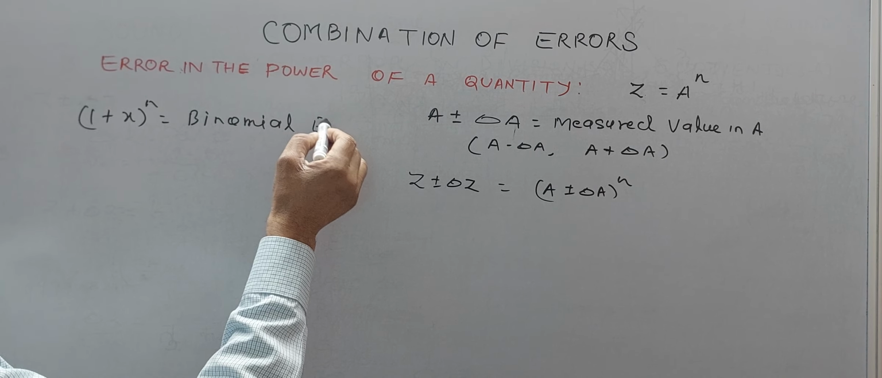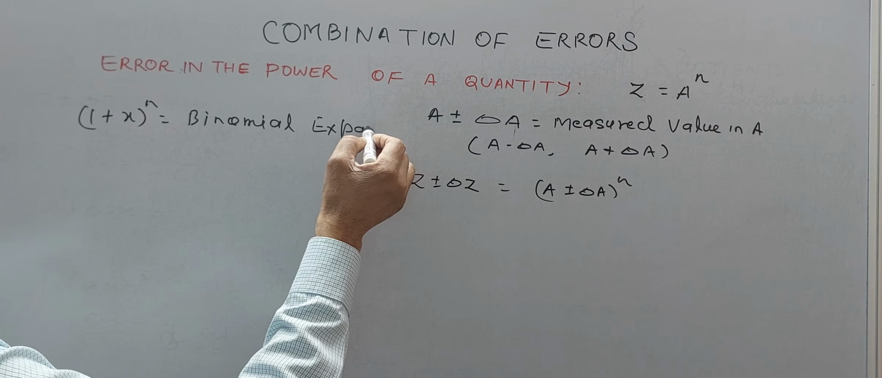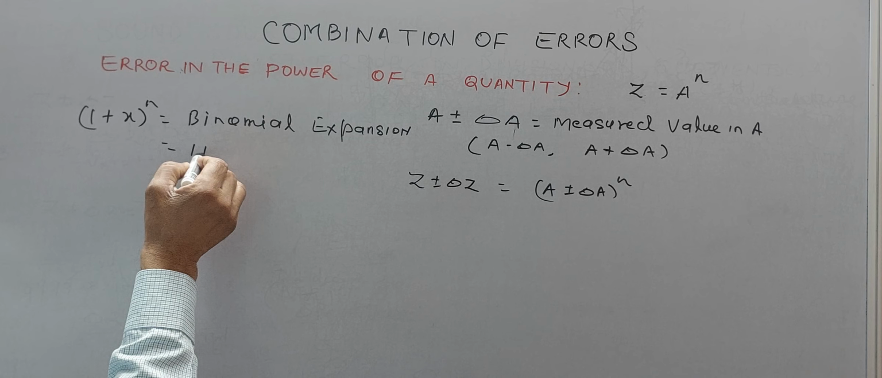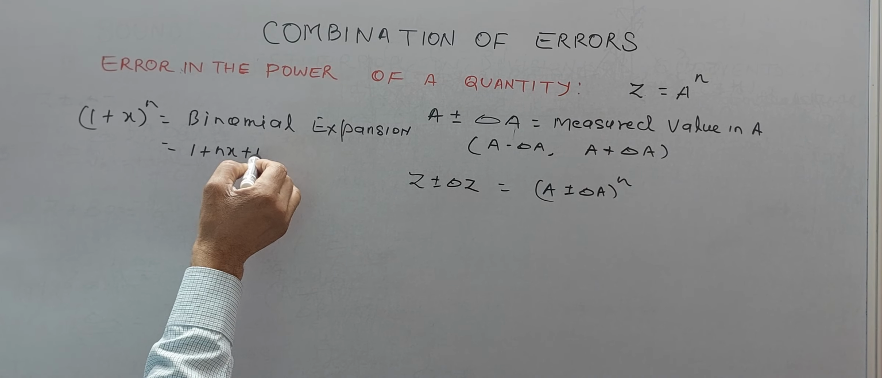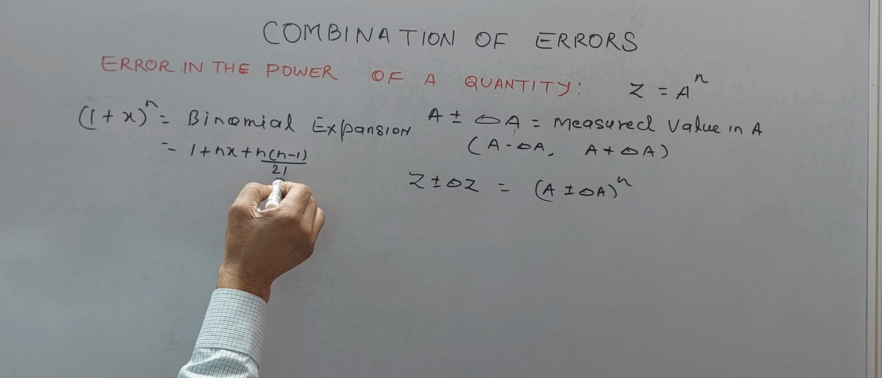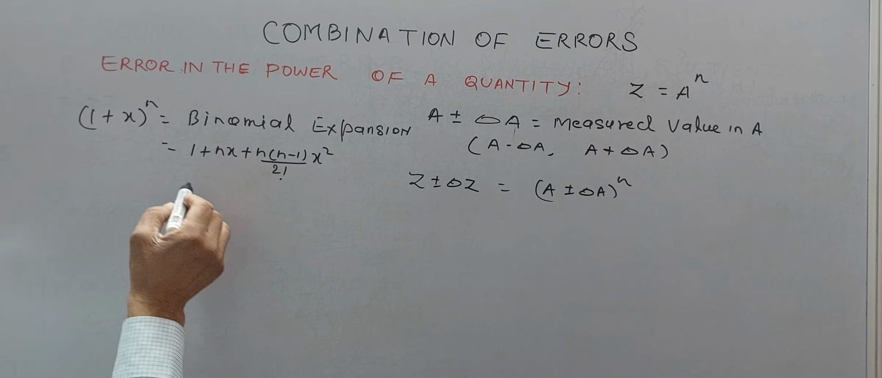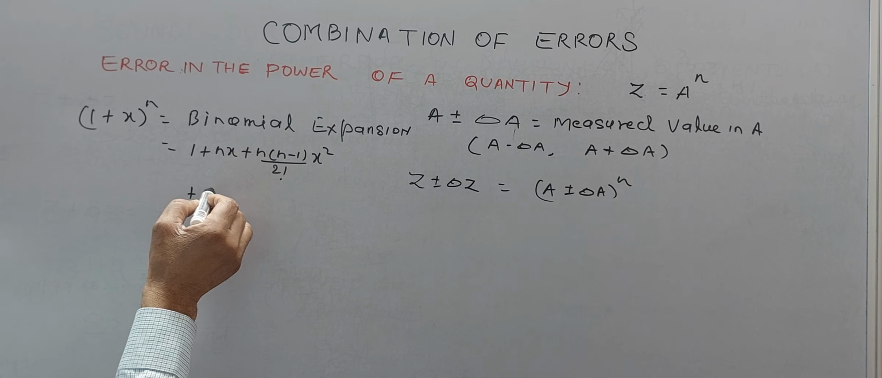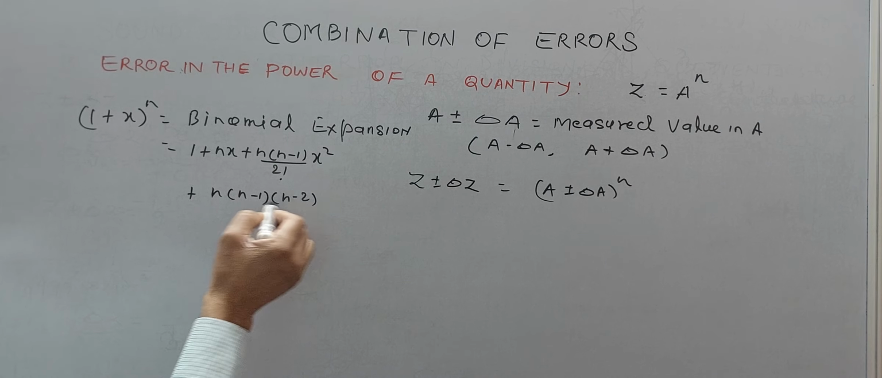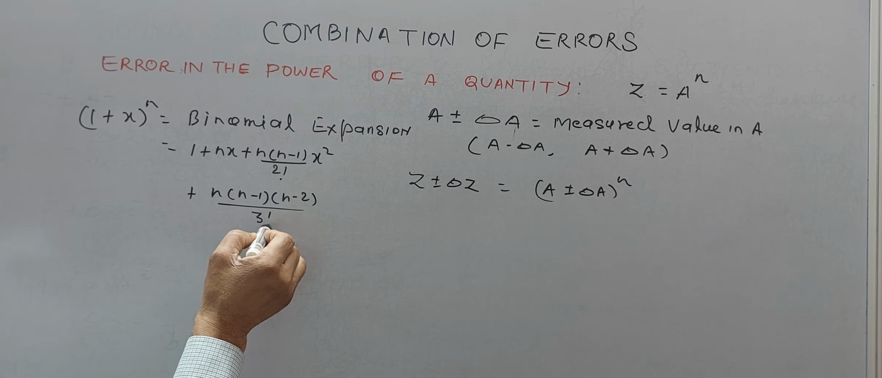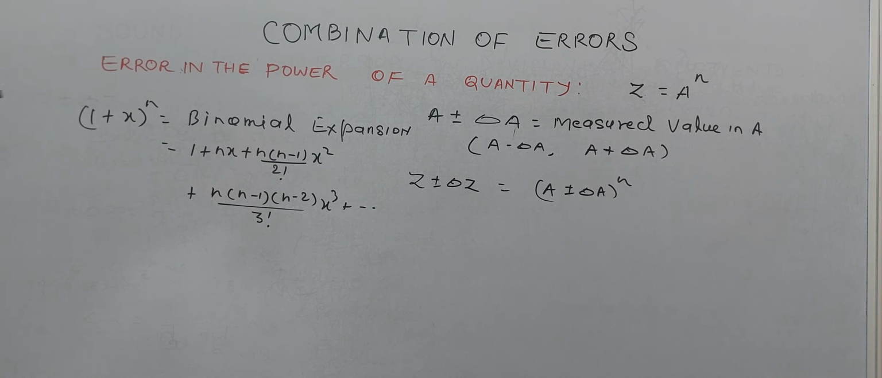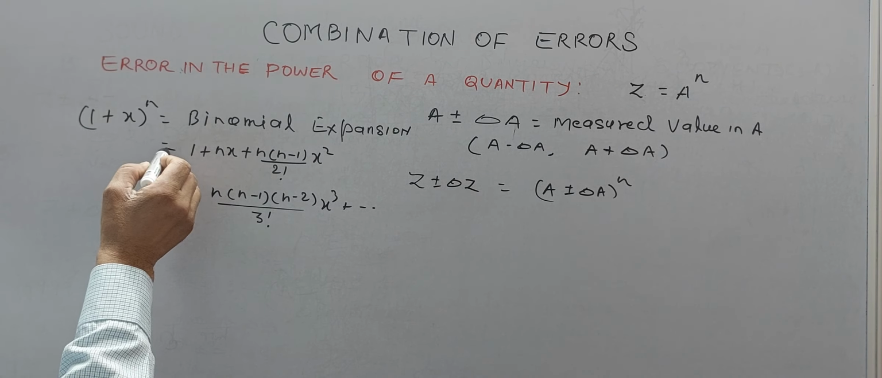Binomial expansion would be 1 plus nx plus n(n minus 1) divided by 2 factorial x squared, and the next term would be n(n minus 1)(n minus 2) divided by 3 factorial x cubed, and it goes on. It is never ending. It goes to infinity.